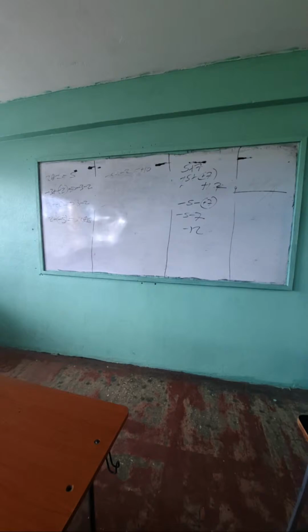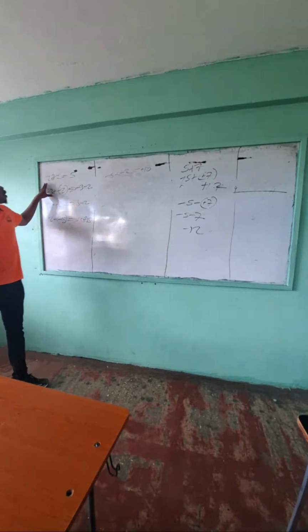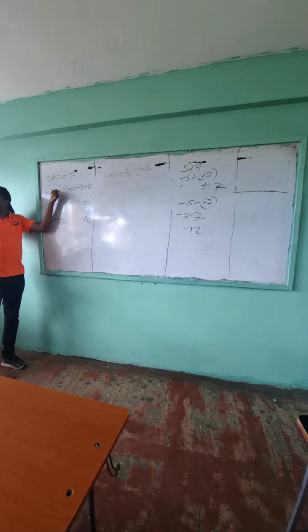Are you understanding? Alright. So now we're going to do when the signs of the numbers are the same, or when the signs facing each other are the same. If you're adding or subtracting, and the signs facing each other at the center, you see? Yes.